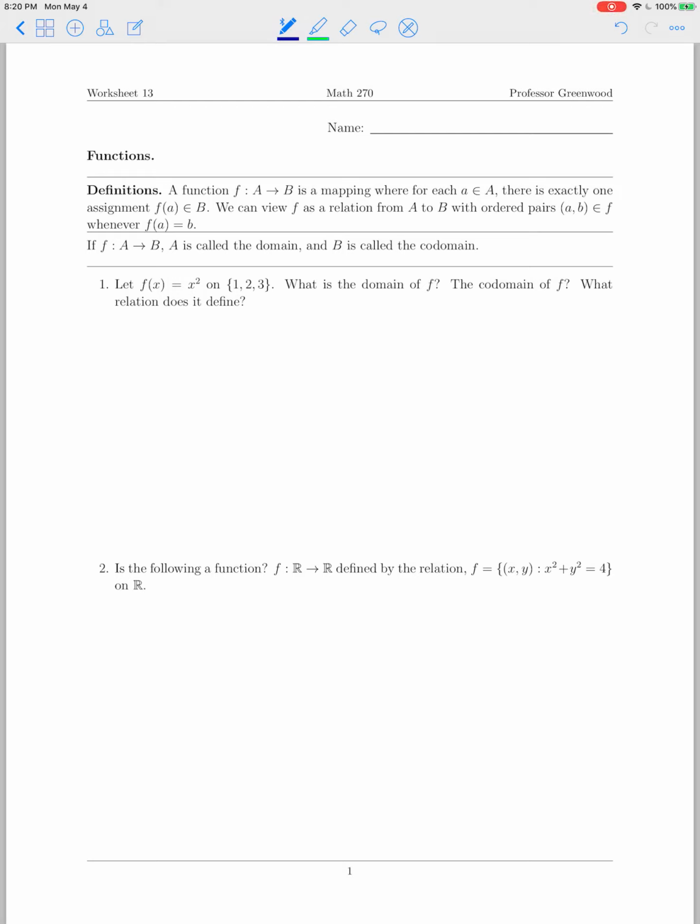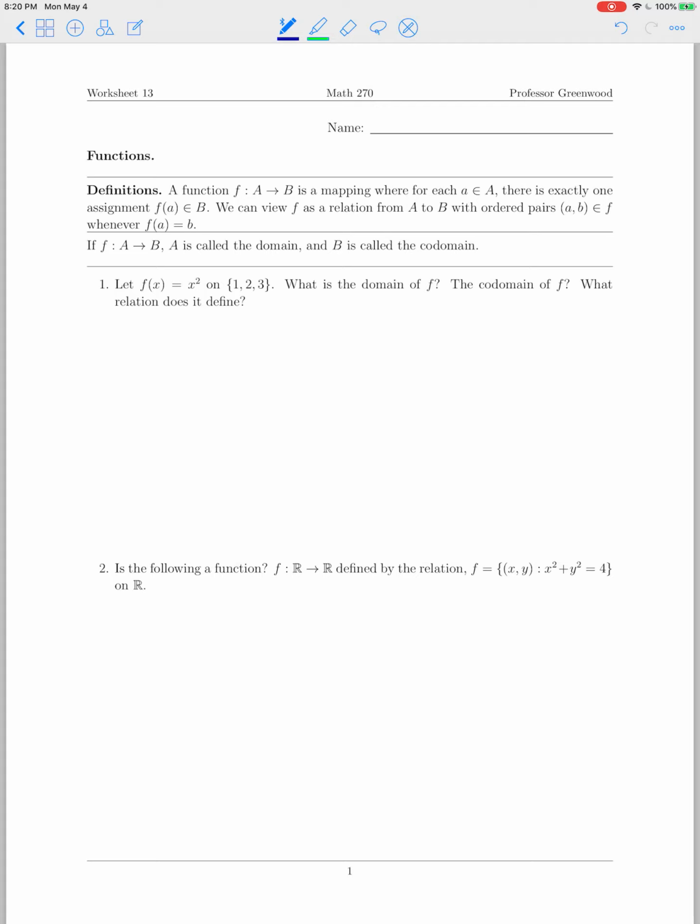For our last couple classes, we're going to talk about functions and then also cardinality, which is a way of describing the size of a set. And in order to describe the size of sets, we're actually going to need to refer back to functions. And so to begin with, we're going to need a more formal definition of functions.